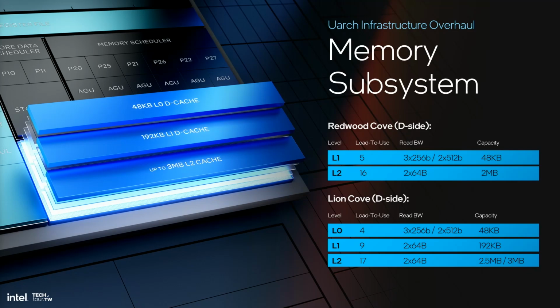And indeed, the L2 on Lion Cove grows to 2.5 megabytes on Lunar Lake and 3 megabytes on Arrow Lake. Along with several other L2 controller optimizations, as well as an increase in L1 fill buffers to 24 and L2 misses to 80, Lion Cove shows a significant improvement in its capacity to consume external bandwidth. And this, as you know, is key to running performant AI workloads.